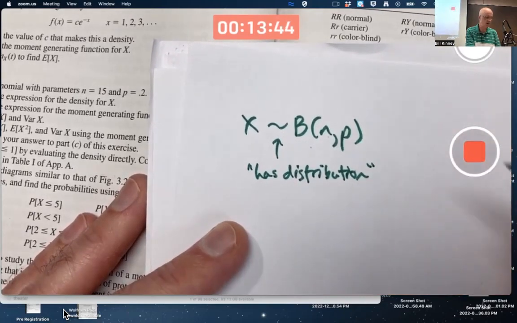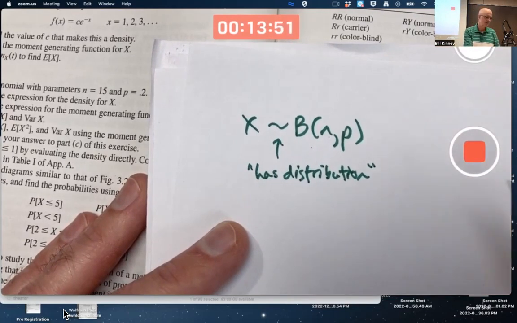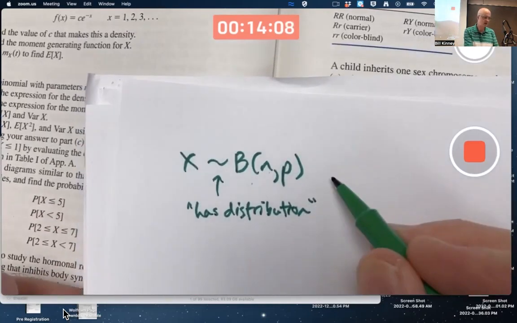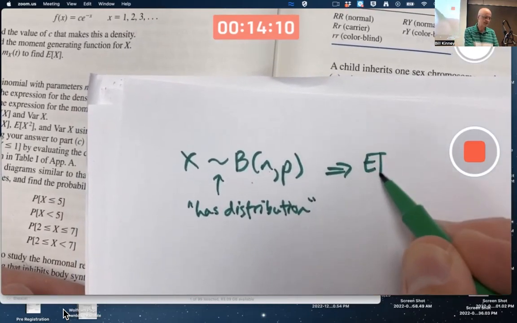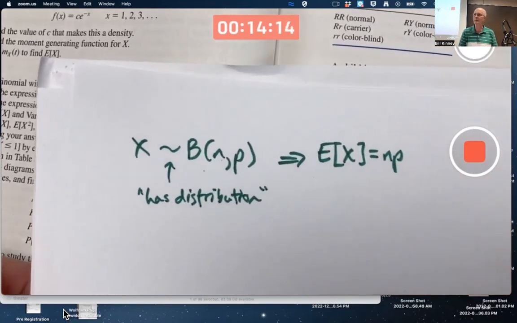Binomial, B means binomial, parameters n and p, n being the number of trials, p being the probability of success on each trial, independent and identical trials that are either success or failure, Bernoulli trials. X is counting the number of successes. If x has that distribution, the expected value of x is n times p. That's a very intuitive kind of formula.